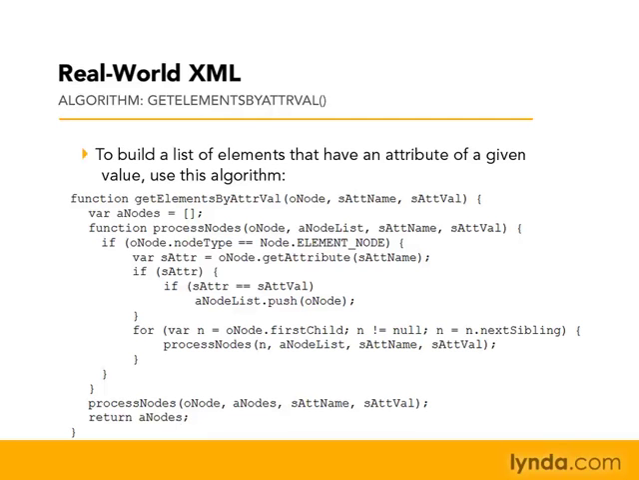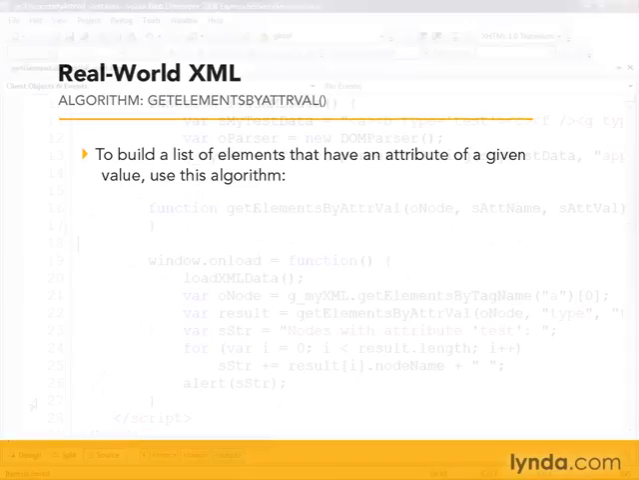This is a really powerful function. You can use it to quickly build up lists of nodes that have attributes that have a given value. And it also illustrates the concept of having a nested function inside of another function. Let's have a look at the code in action.